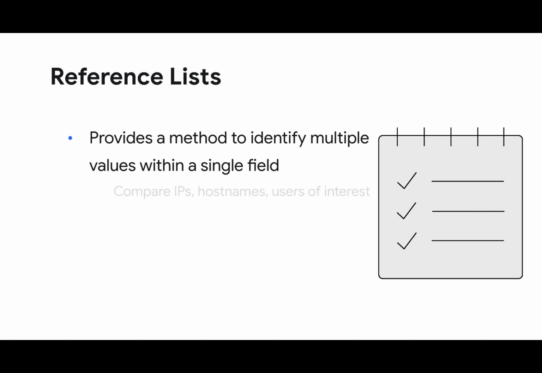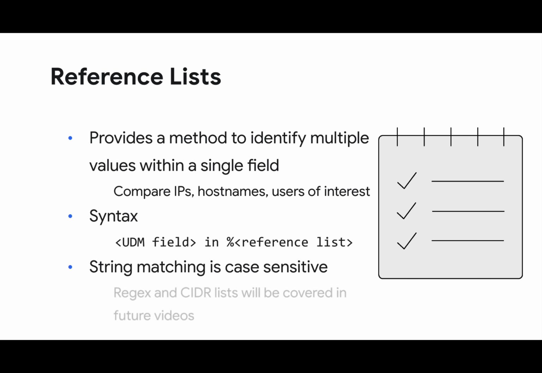Reference lists provide an easy way to identify multiple values within a single field for a rule without having to build an OR statement. For example, if there were 5 IP addresses we wanted to find, writing field equals value 1 or field equals value 2 and so on would get pretty tedious.